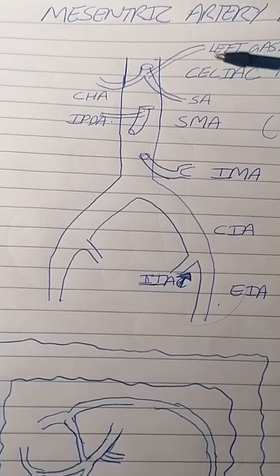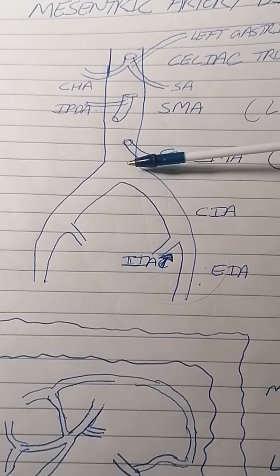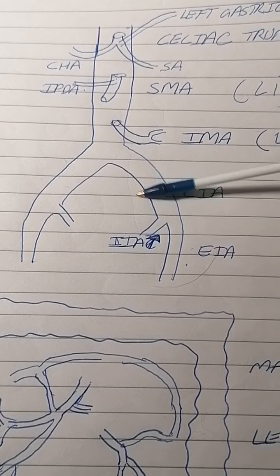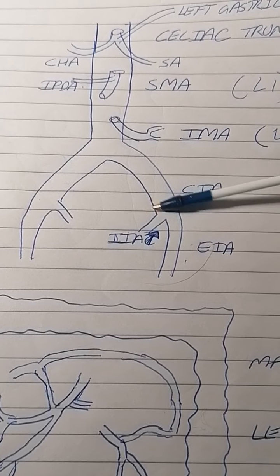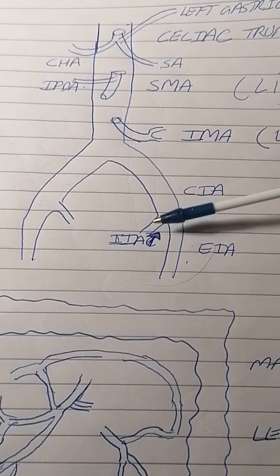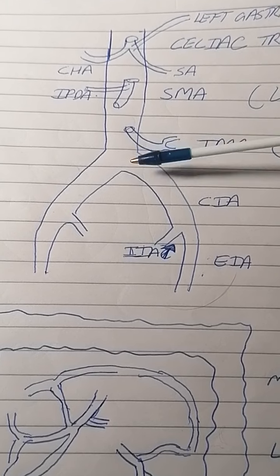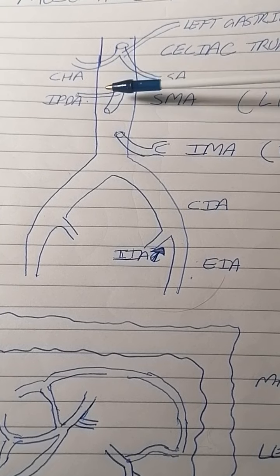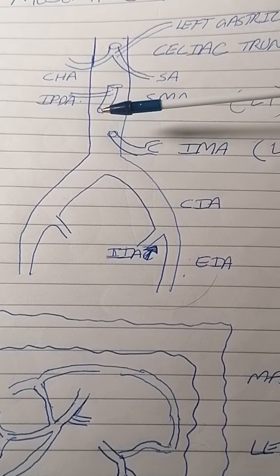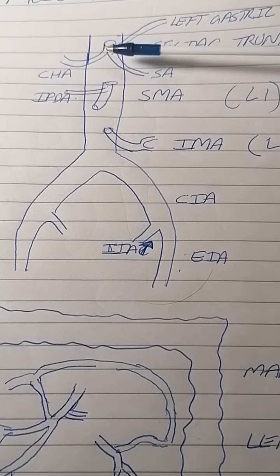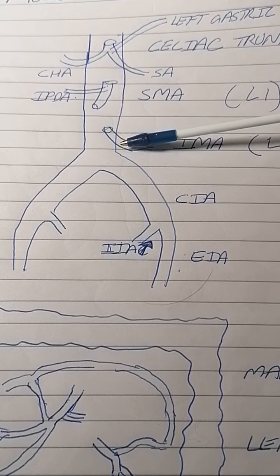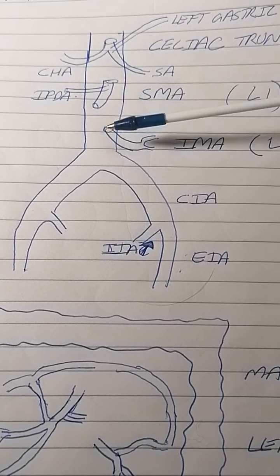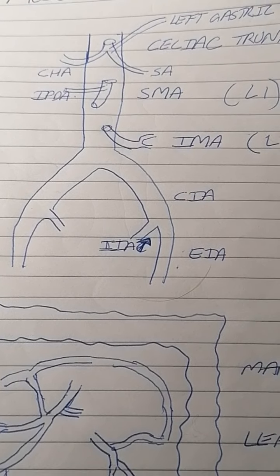So here I've drawn the aorta, and as you can see, the aorta gets bifurcated here into your common iliac, and that common iliac artery further divides into your internal iliac and your external iliac arteries. But let's talk about the three main unpaired branches coming out of your aorta anteriorly: your celiac trunk, your superior mesenteric artery, and your inferior mesenteric artery. So this topic is specific to these three main branches of the aorta.